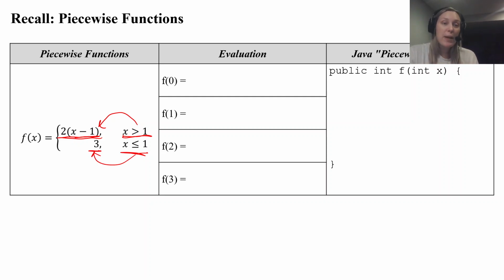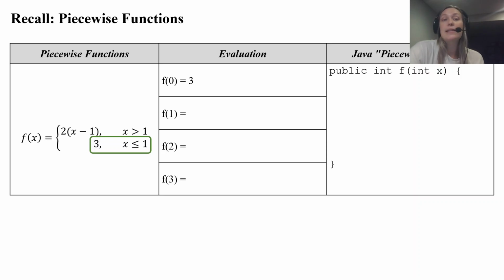So when I evaluate, like if I want f of 0, 0 is my x, and I pick which one to evaluate based on which range x falls in. So 0 is less than 1, which means f of 0 is going to be equal to 3. Let's evaluate f of 1 now. 1 is less than or equal to 1, so f of 1 is also going to be 3.